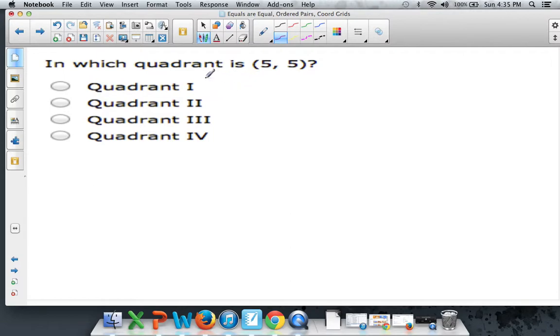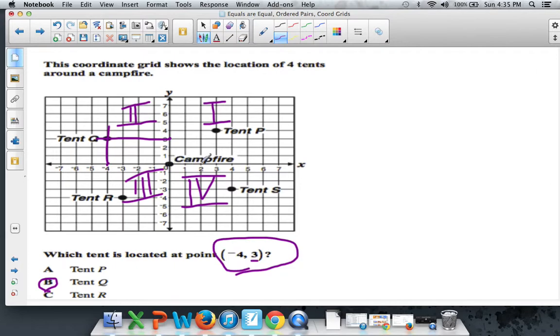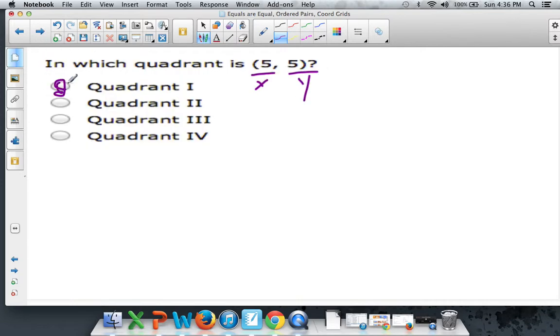All right, no problem. Easy to figure out as long as you pay attention. You know this is the number for the x-axis, the x line, the left and right line. And this is the number for the y-axis, the up and down line. 5, 5. So let's find 5, 5. Right there. What quadrant is that in? If you memorize, that's the first quadrant, and then it goes like this, 2, 3, 4. Then you know that 5, 5 is in quadrant 1. You got it.